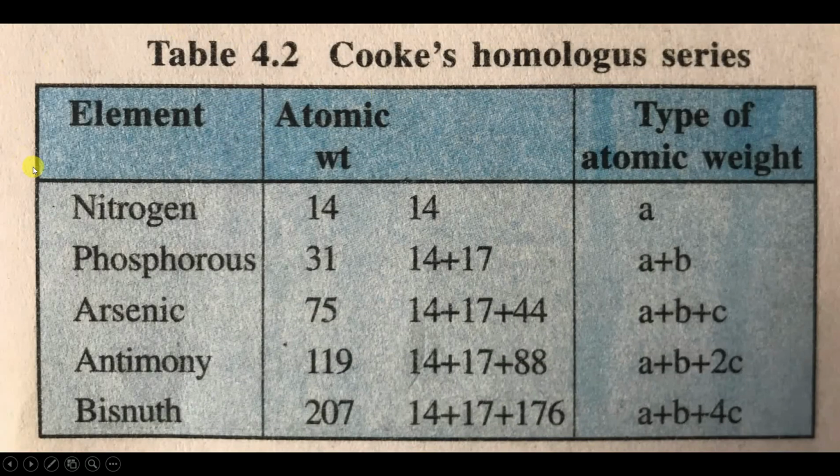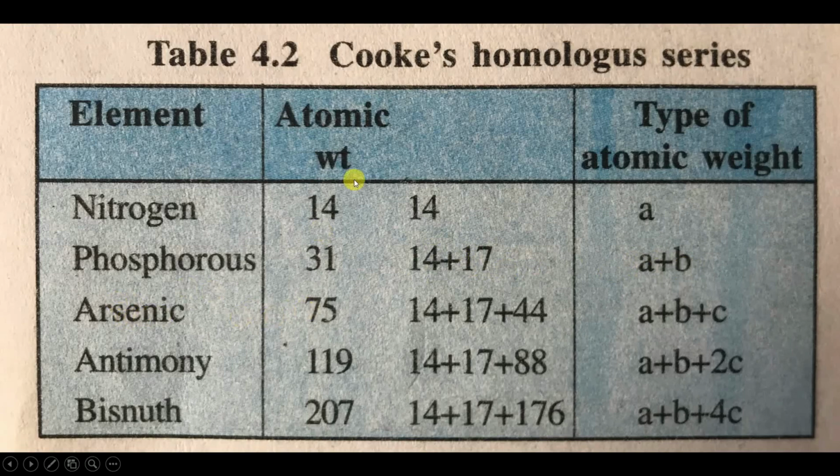See, he made a group of nitrogen, phosphorus, arsenic, antimony and bismuth. As we all know, the atomic weight of nitrogen is 14. So he said, let's assume 14 to be A. Okay, so he assumed 14 to be A, and as we all know, the atomic weight of phosphorus is 31. Now can I write this 31 as 14 plus 17? And we have already assumed this 14 to be A. So can I write this as A plus, and now he assumes 17 to be B. So A plus B.